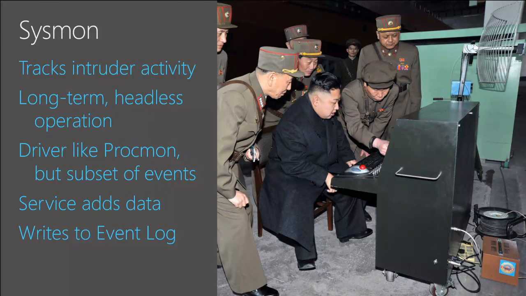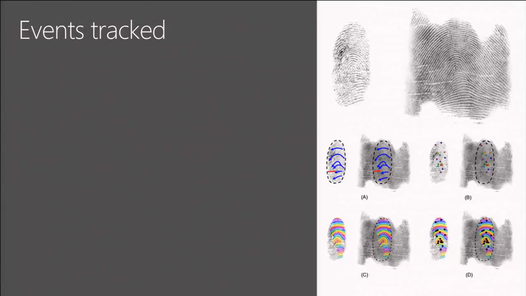You can use Windows event forwarding to capture this information and then send it to a central collection point, a SIEM, for example, and alert on stuff in almost real time when you see things that shouldn't be happening on your network. So what events does Sysmon track?